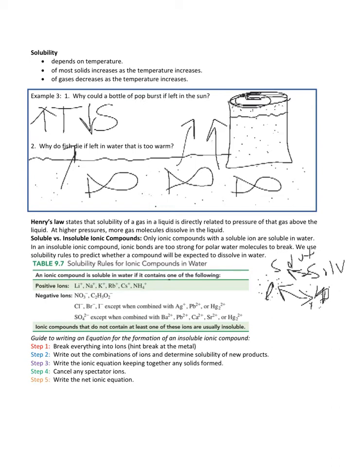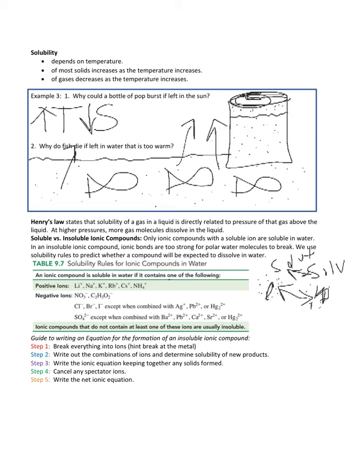We have a set of rules that can help tell us whether a compound is soluble or not. And this little handy table here will help us figure this out. So any ion that contains the following: lithium, sodium, potassium, rubidium, cesium, or ammonium is always soluble. Always, meaning it will stay dissolved in solution.